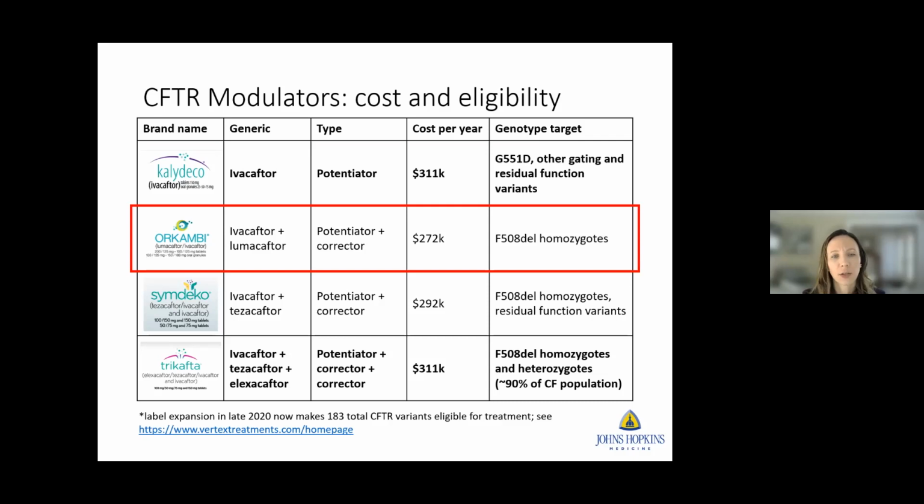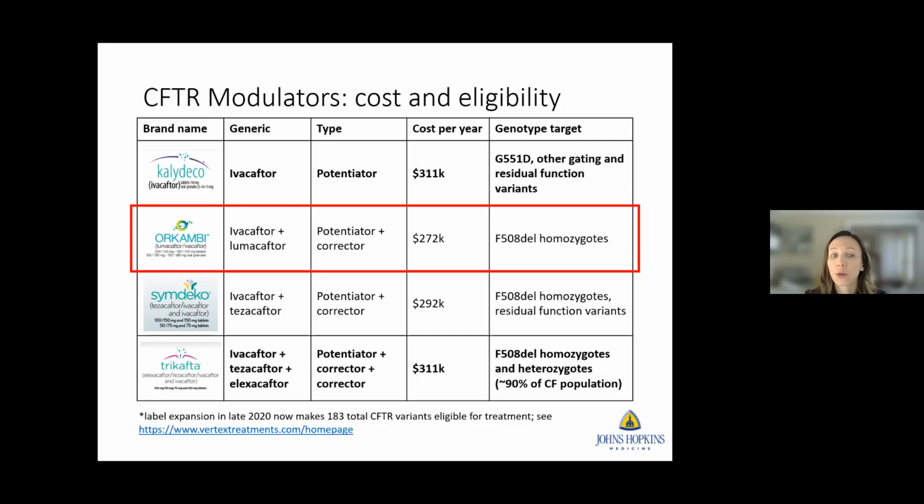Next, in, I want to say 2015, we got approval for a drug called Orkambi, and this is a combination of ivacaftor and lumacaftor. So this is taking that same potentiator, but also adding a corrector to it. And you'll remember that a corrector comes in during the folding and processing to help stabilize the protein so you can get more of it up to the cell surface. Once it's there, then the potentiator helps it work better.